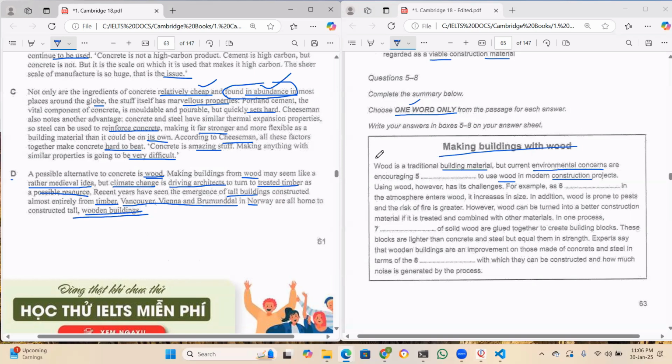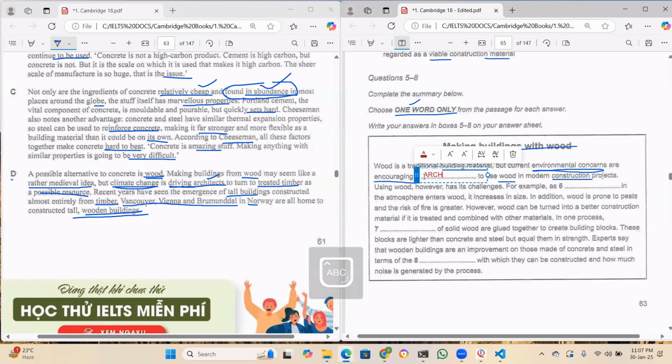Okay. So, yes, guys. So, this sentence we have to decode now. Here he says climate change. What is the word here? Environmental concerns. So, this is paraphrase. But current environmental concerns are encouraging whom? Encouraging. This word is the keyword here. Encouraging is synonym for driving. Driving whom? Architects. Encouraging architects to use wood as a modern construction projects. That's it. So yes, we have matched it sentence to sentence, and we got the right answer. So my first answer would be architects.